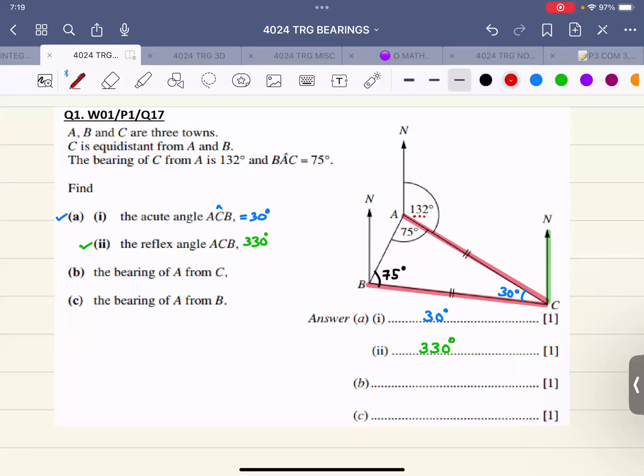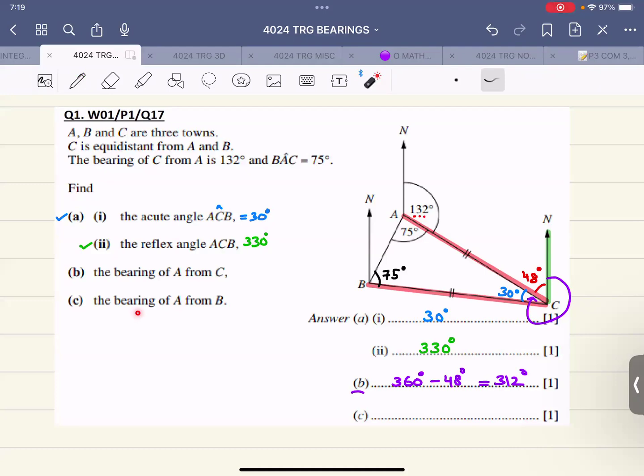And then what else do I need? This is 132. 180 minus 132, that is 48 degrees. And I'm interested in this angle. We are going clockwise and we are going all the way up till here. Why up till here? Because that's the line that connects A and C. So this is 48. Therefore, the answer for part B is 360 minus 48 degrees. That comes out to be 312 degrees. That is the bearing.